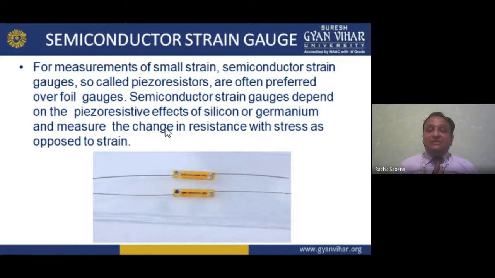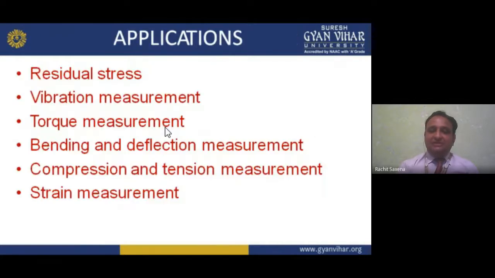It measures the change in resistance with stress as opposed to the strain. And how does it basically measure the change in resistance with stress as opposed to the strain? It is preferred over what? Foil gauges. Some foil gauges are available, but it is preferred over the foil gauges. So it is a good strain gauge, we can say.